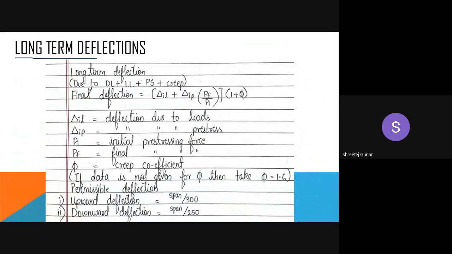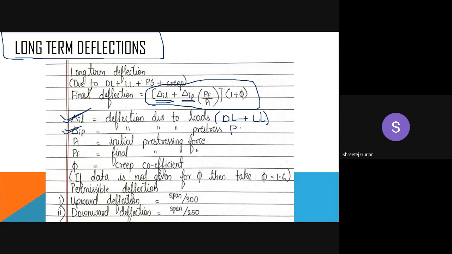After short-term, this is long-term deflection. Very easy. Long-term deflection, only one formula. Delta load is the deflection caused due to dead load and live load. This includes both dead load plus live load. Then delta P is nothing but the deflection caused due to the pre-stressing force, PF.